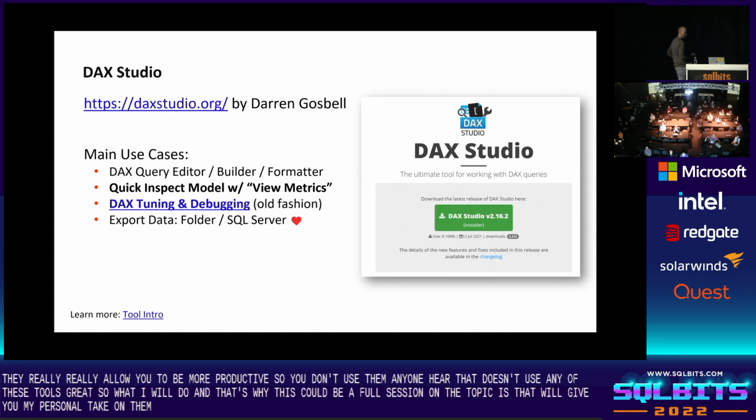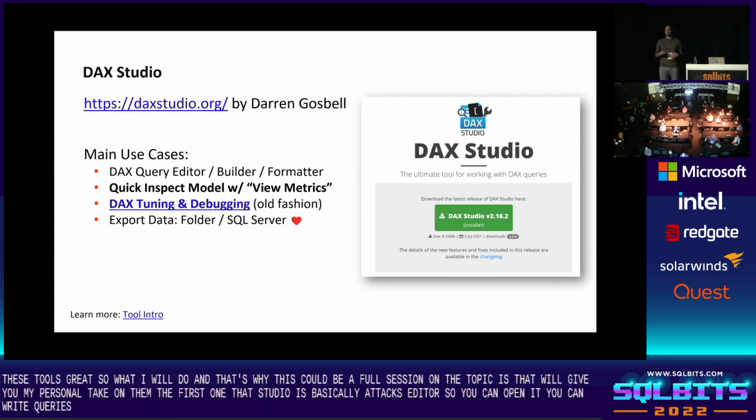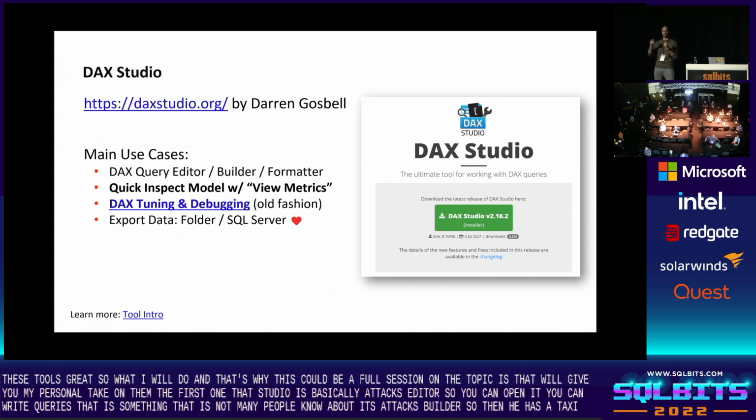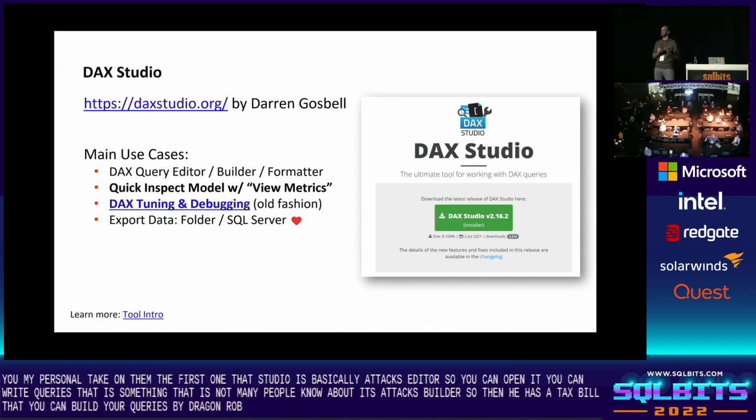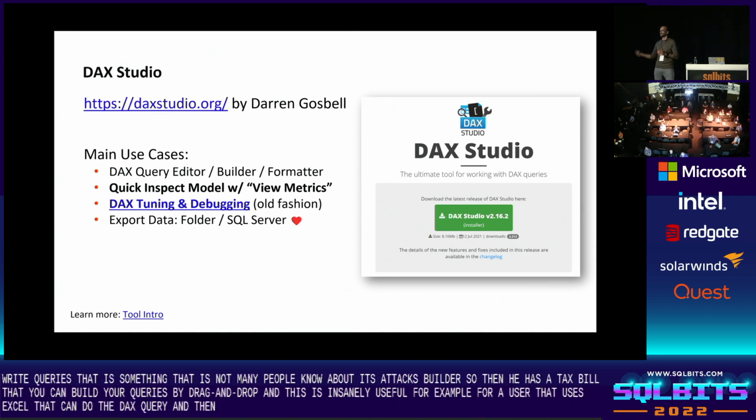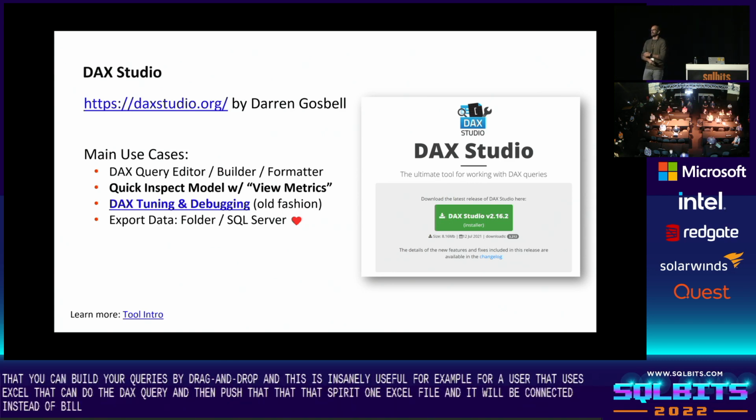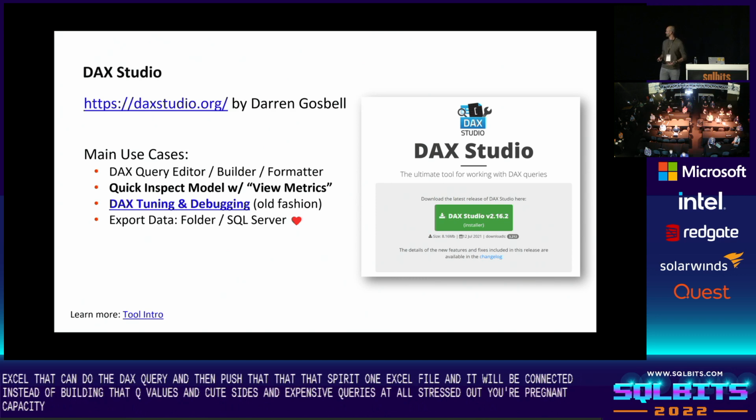The first one, DAX Studio, is basically a DAX editor. So you can open it and write queries. Something that not many people know about is that it has a DAX builder, where you can build your queries by drag and drop. And this is insanely useful. For example, an end user that uses Excel can build a DAX query and then push that DAX query to an Excel file and it will be connected, instead of building those cube values and cube sets, expensive queries that will stress out your Premium capacity or the Power BI datasets.